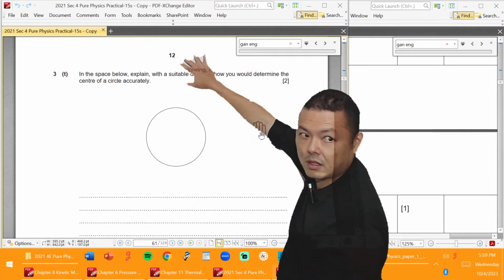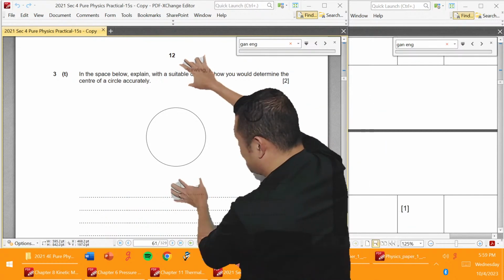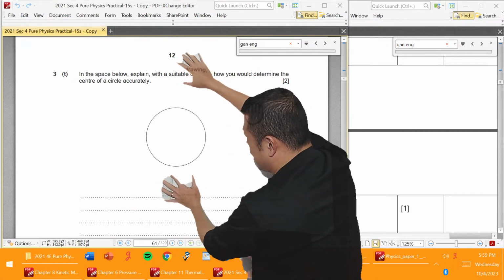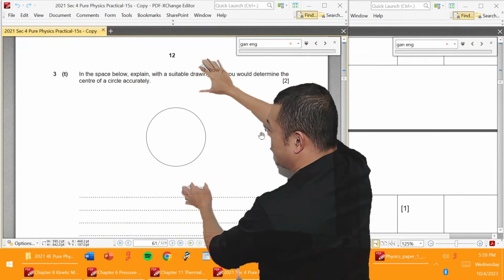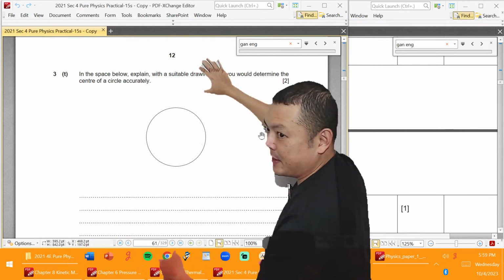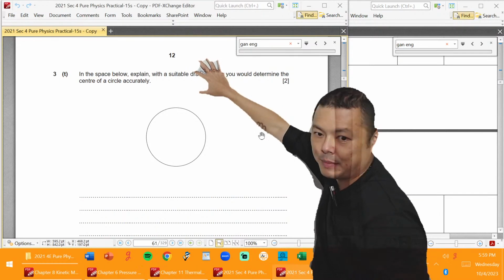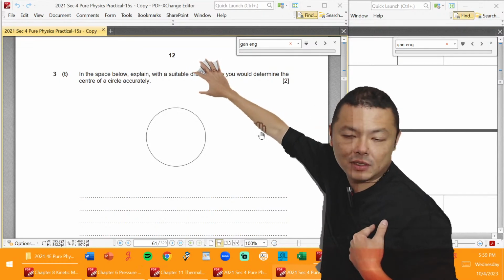Sure. Accurately though. Because if you take many readings as you move across, the largest reading will be the diameter. I mean that's what I'll do. That's what I'll do.